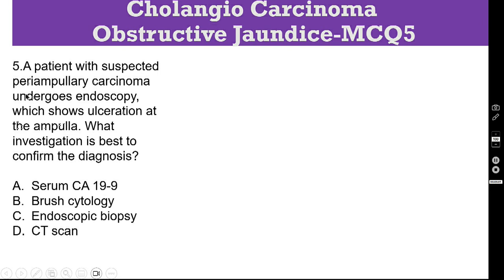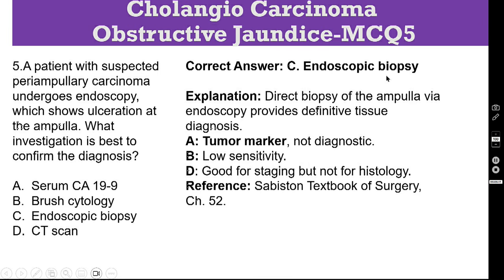Patient with suspected periampullary carcinoma undergoes endoscopy which shows ulceration at the ampulla. What investigation is best to confirm the diagnosis? A. Serum CA19-9. B. Brush cytology. C. Endoscopic biopsy. And D. CT scan. Of course, the correct answer is C. Endoscopic biopsy. Direct biopsy of the ampulla via the endoscopy provides definitive tissue diagnosis.